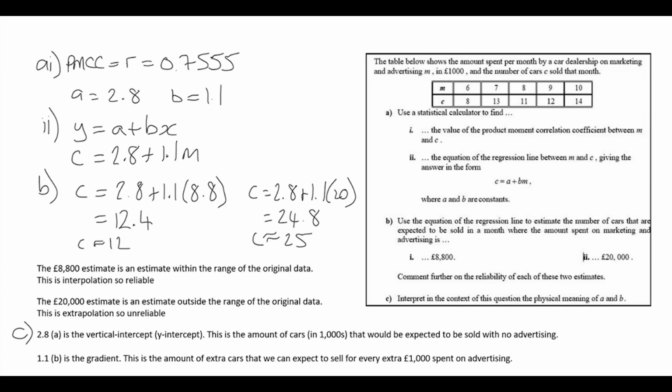1.1 being the gradient, well, that's the number of extra cars we would get each month for every extra £1,000 spent on marketing and advertising. So a couple of sentences just to explain each of those in the context of the question.